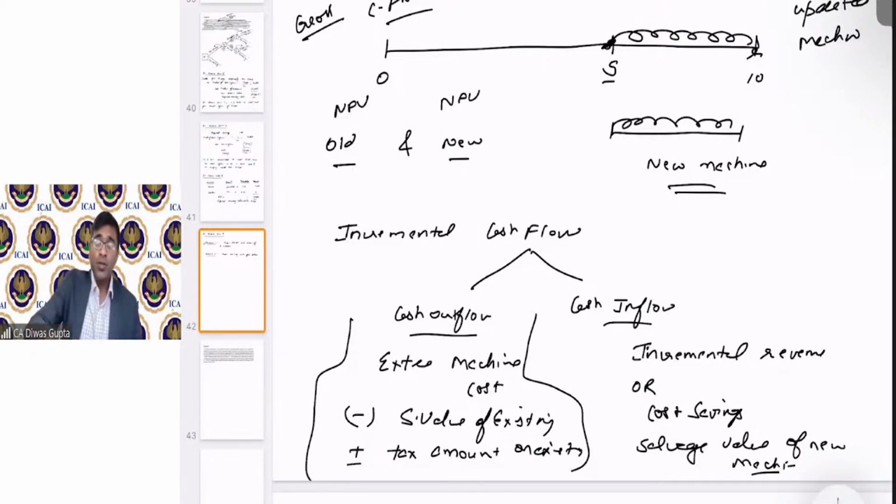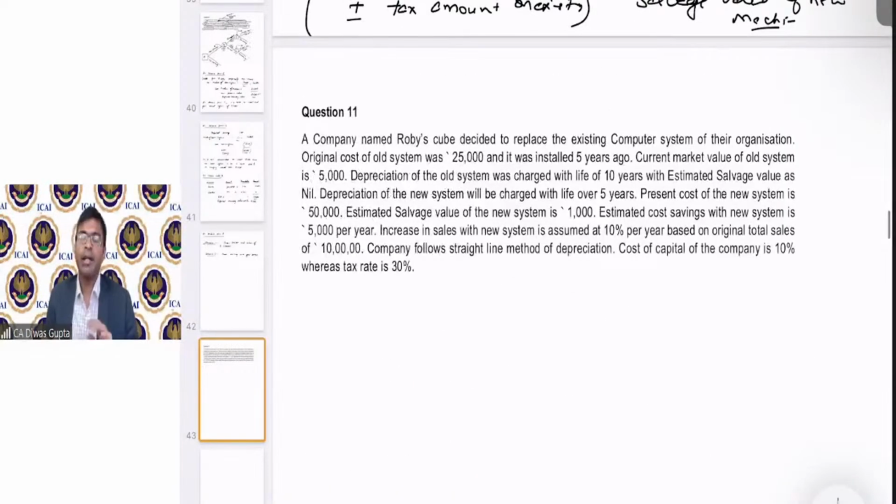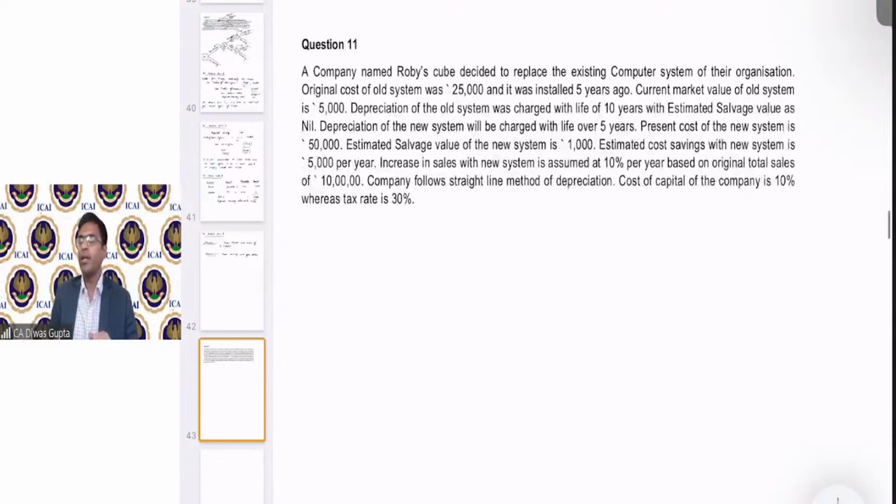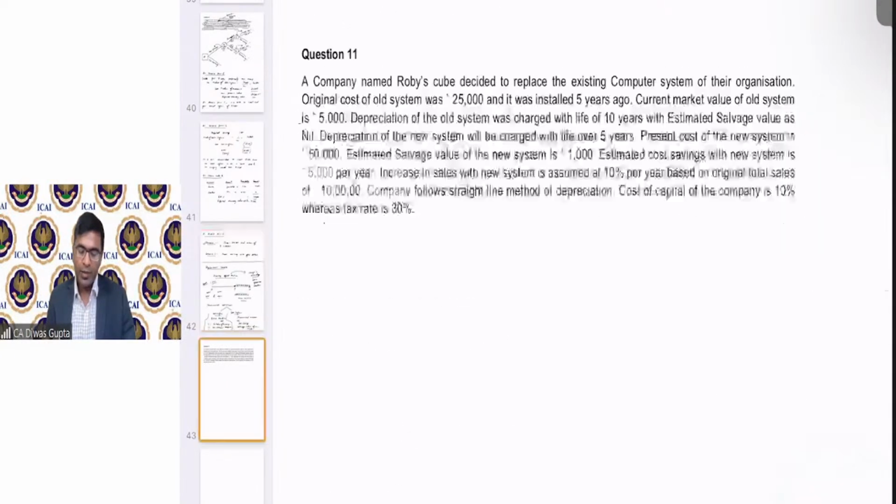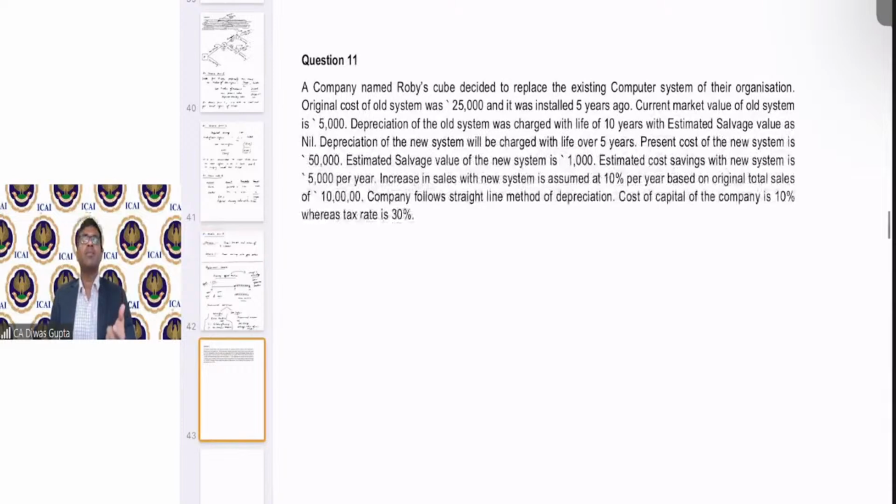Okay, students. So replacement decision is more of logical thinking, more of the facts that are given in the question. Accordingly, we will solve and try to see what is the number coming out to be. We come to question number 11. There is nothing much to explain in the replacement decision. We will try to understand it with the question itself. If you have any other questions, please do let me know.